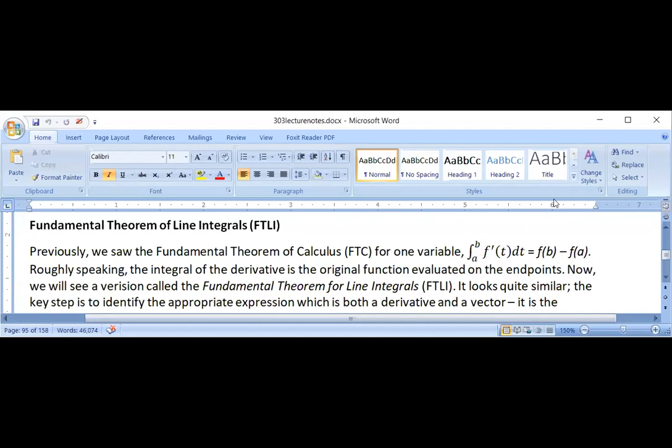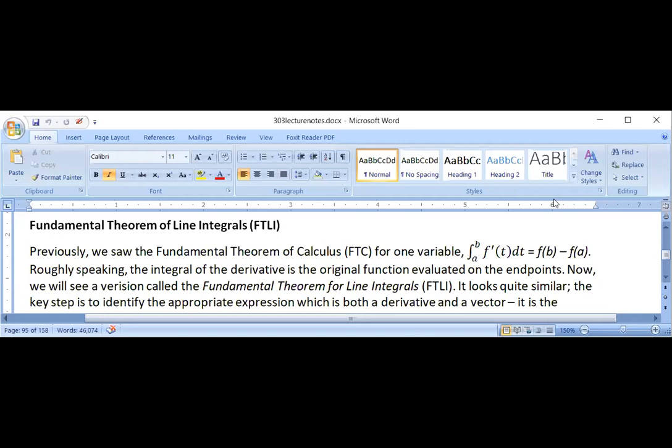So we know that the integral from a to b of f prime of t dt is just f of b minus f of a. So roughly speaking, the integral of the derivative is just the original function, and you plug in the endpoints. So now we're going to combine these two things. We're going to say we have a line integral, but we'd also like a fancy, nice theorem that tells us how to do this in very easy fashion.